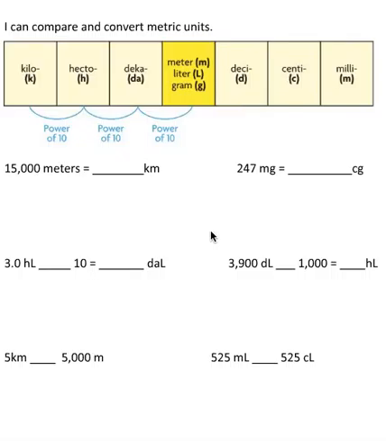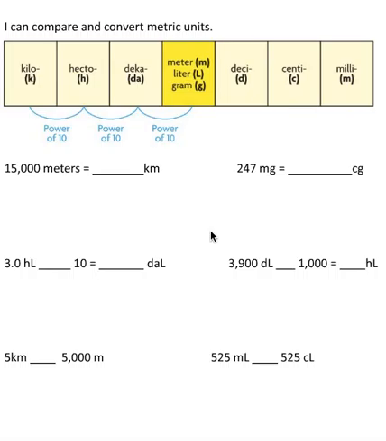Today we're going to be talking about converting metric units. Now, metric units are a little bit easier than converting customary units, and the reason is because they go by powers of 10. It's kind of like place value. Each way you move to the right on the chart, you go up by 1 power of 10, and each time you move to the left, you go down by a power of 10.